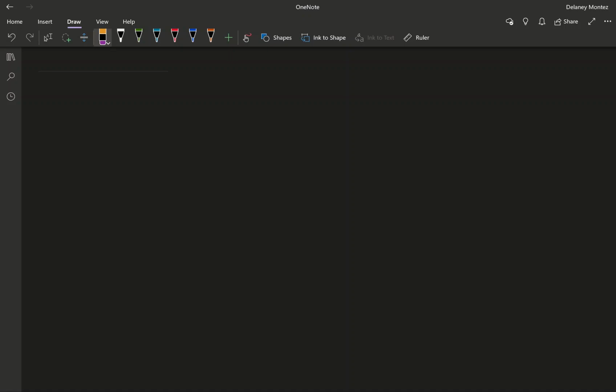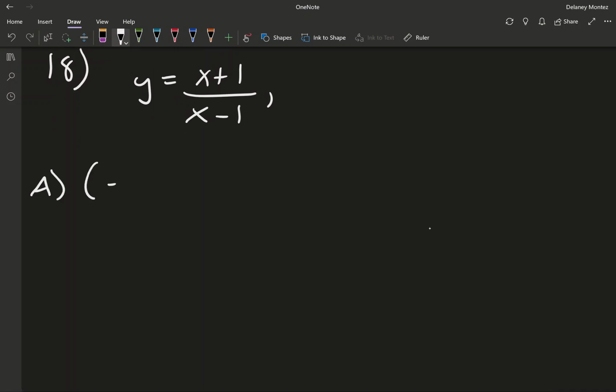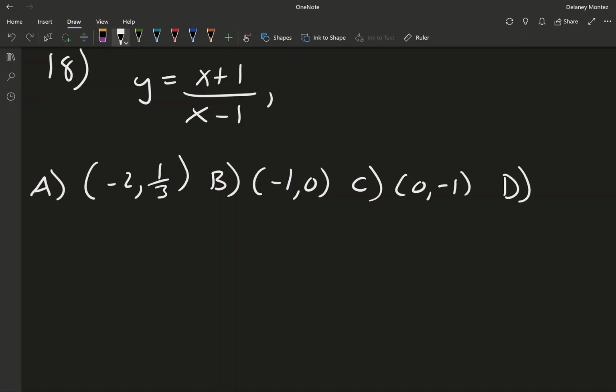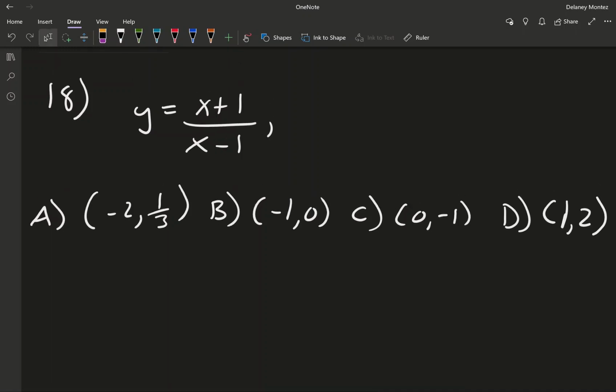So the first one, if you just want to follow along, it's going to be 18, and it's going to be y equals (x plus 1) over (x minus 1). And it's asking you which of the points in the xy plane is not on the graph. So you're given a set of points here: a, (-2, 1/3); b, (-1, 0); c, (0, -1); and d, (1, 2). So it's asking which of the following points is not on the graph.